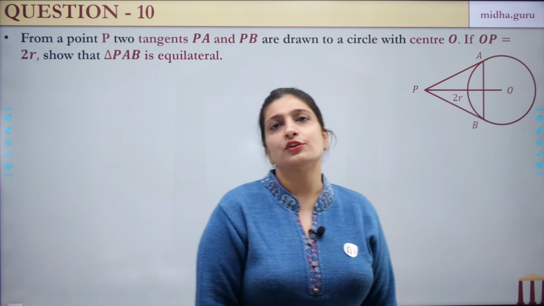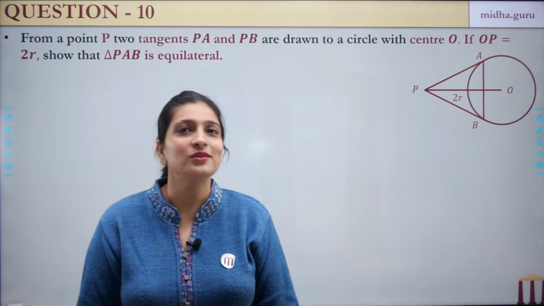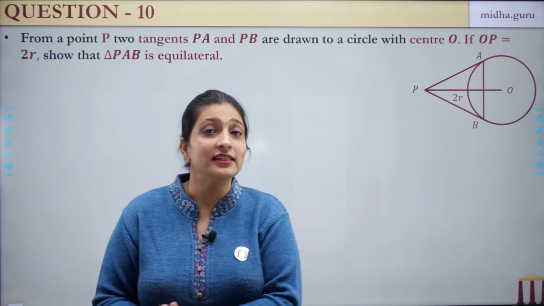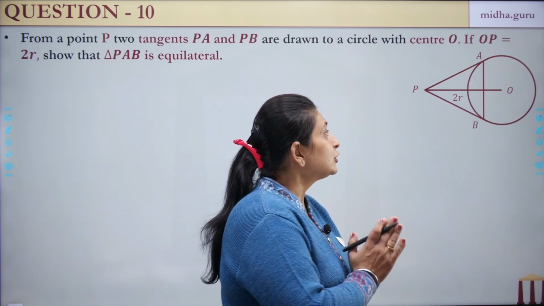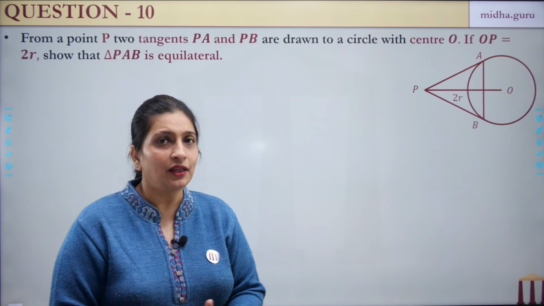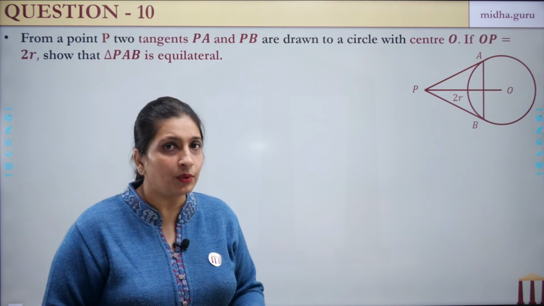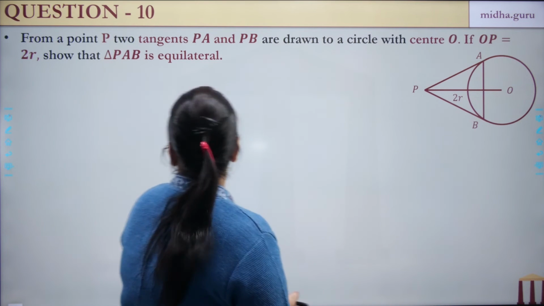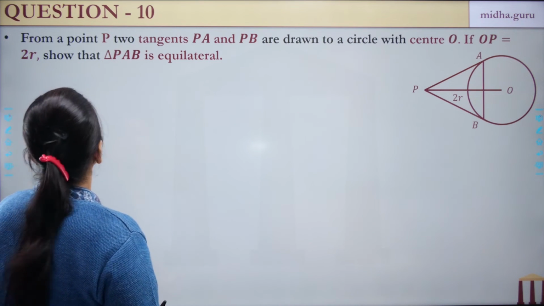What is an equilateral triangle? Yes, everybody knows. An equilateral triangle is a triangle whose all the sides are equal and all the angles are equal to 60 degrees. So to prove this triangle as an equilateral triangle, either we can prove all the sides to be equal, or we can prove all the angles to be equal. It will be an equilateral triangle. Come on, let us start with this question.